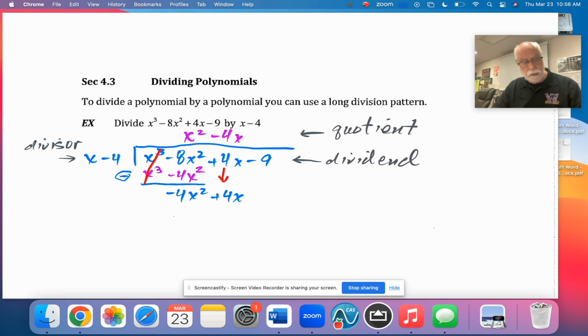Negative 4x minus, negative 4x times x gives us negative 4x squared. Negative 4x times a negative 4 gives us a positive, negative times a negative is a positive, 16x. And again, we are going to subtract those. Our first ones go away again. And now I have 4x minus a positive, so 4x minus 16x, which will give us negative 12x.